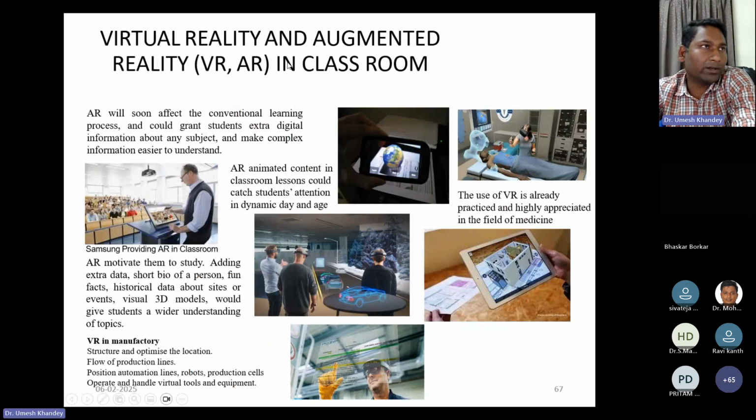So virtual reality, augmented reality in classrooms. AR will soon affect the conventional learning process and could grant students extra detailed information about any subject and make complex information easier to understand. AR animated content in classroom lessons should catch students' attention in this dynamic day and age. VR in manufacturing shows what is happening, the structure, optimizes the location, the flow of the production line, and the position of the automation line. This can be easily controlled through VR.